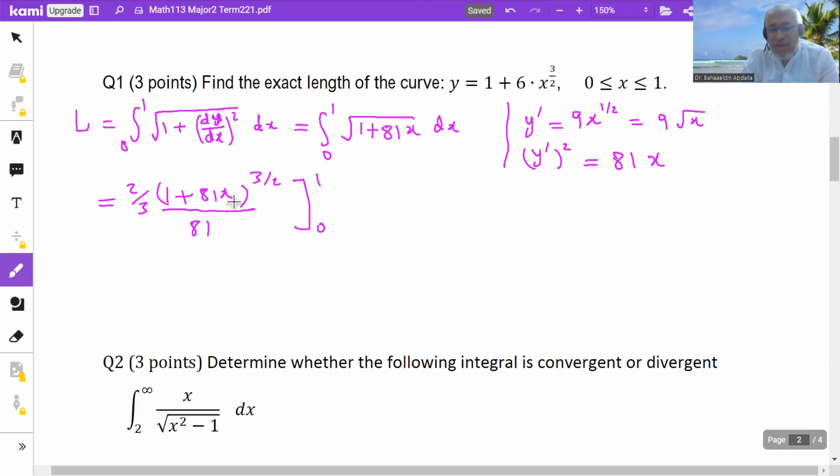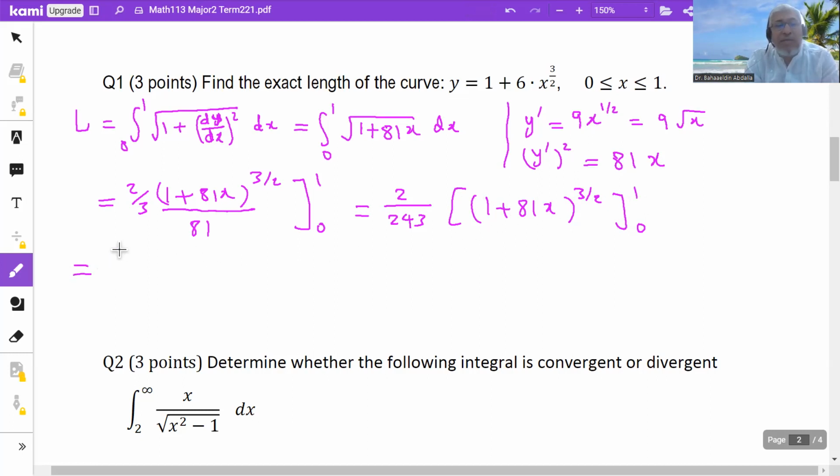So I replace x by 1 first, and then I replace x by 0. But let me simplify this, taking 81 outside. So I'll have 2 over 3 times 81, that's 243, okay? And then times (1 plus 81x) to the power 3 over 2 from 0 to 1.